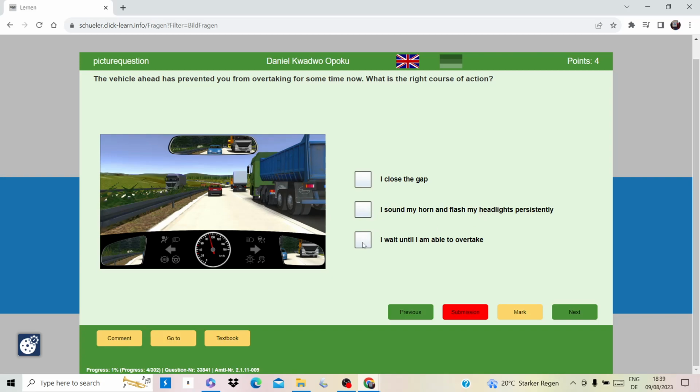The third answer, I wait until I am able to overtake. This is perfect. So if you want to overtake and for some time you have not been able to do so, you must have patience. Driving is all about patience. So you must have patience, wait until you are able to overtake. This is the correct answer.